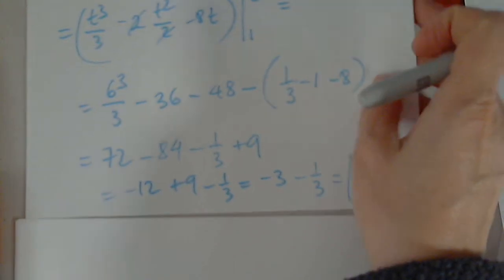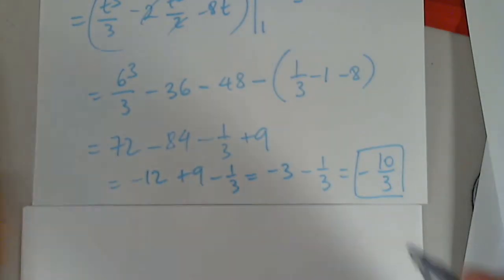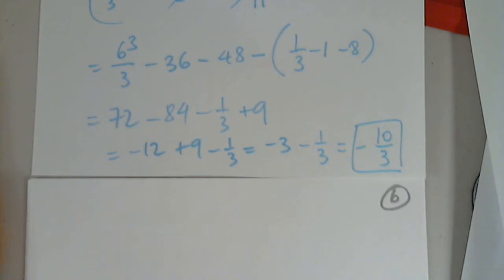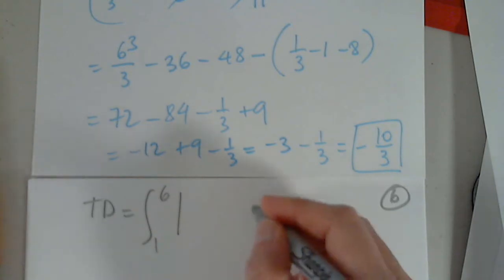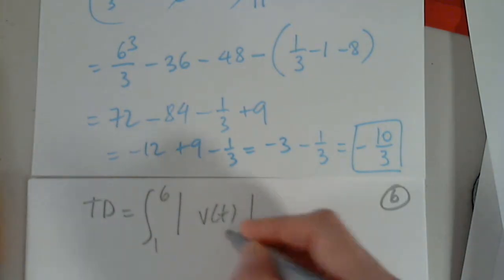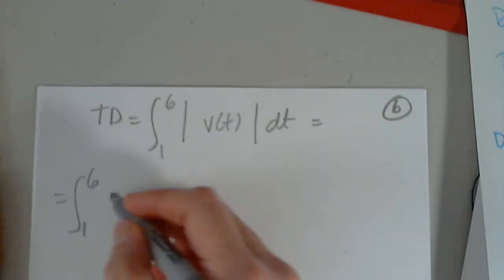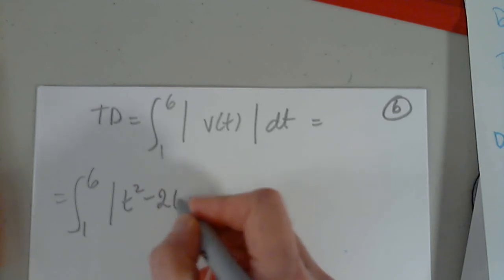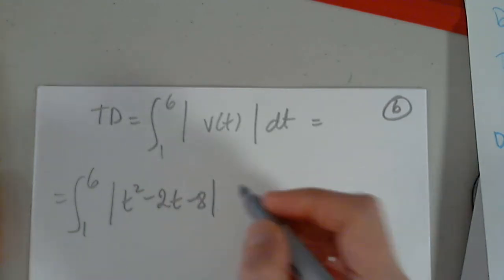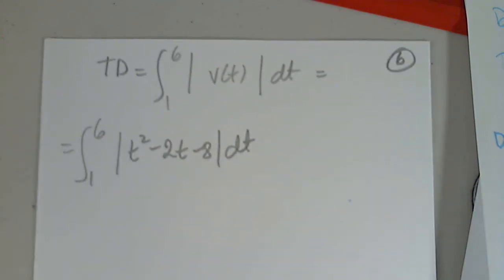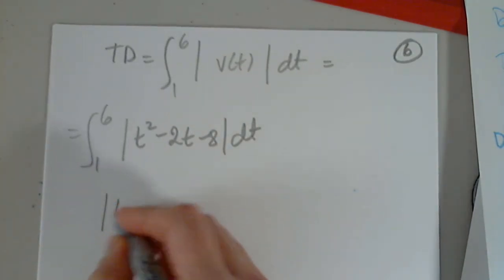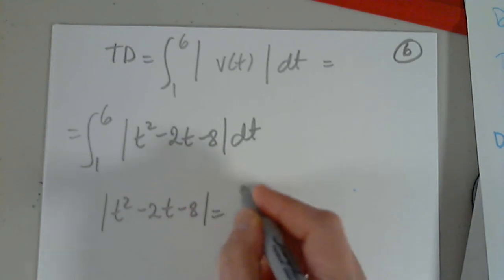Okay, and now let's see the total distance. The total distance is a totally different situation. It is the integral from 1 to 6 of the absolute value of the velocity dt. So this is the integral from 1 to 6 of t squared minus 2t minus 8 in absolute value dt. That's the reason why we studied absolute value so much, because we need to present this expression without absolute value.